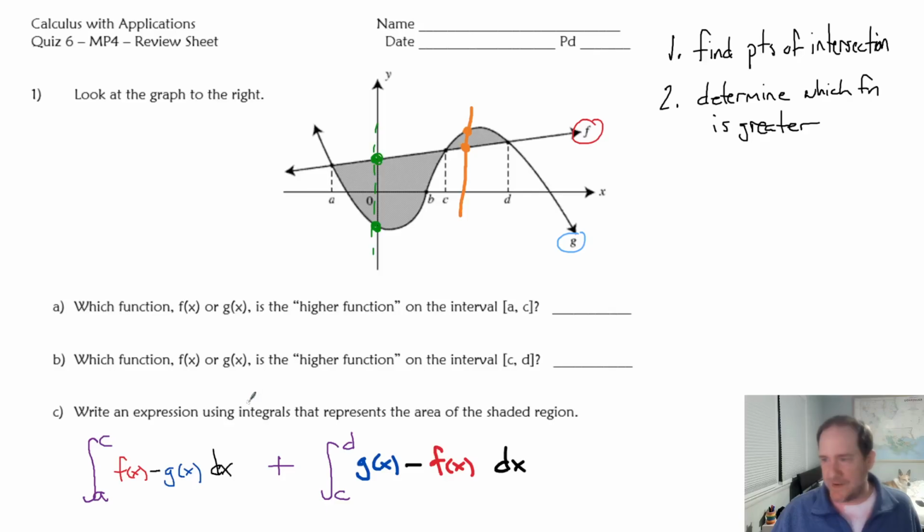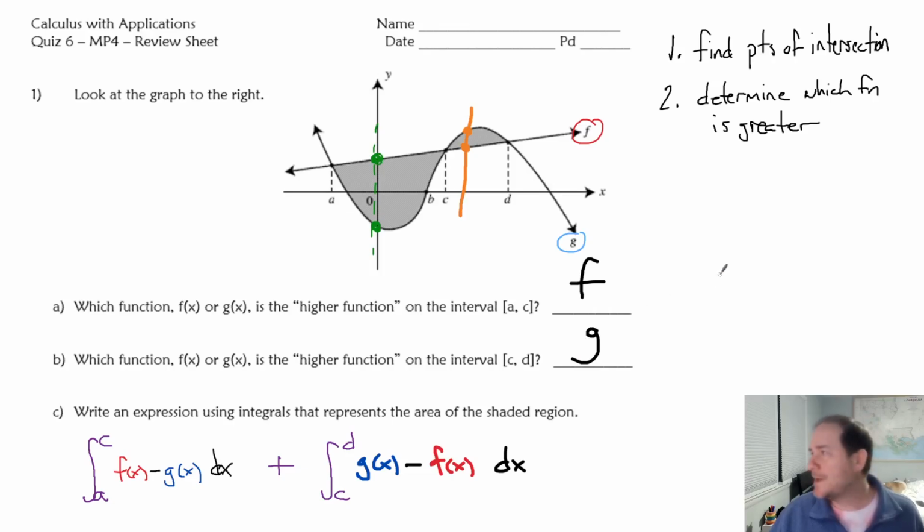When I say write an expression using integrals that represents the area, because there are two different chunks of area, you need two different integrals. Those integrals should be getting added together, but the functions inside the integral should be getting subtracted from one another. So just keep it straight, you'll be fine. But to answer these previous questions, which function is the higher function from A to C? We already said that's f. And which function is greater on C to D? We said that's g.